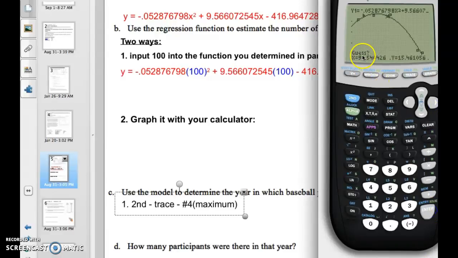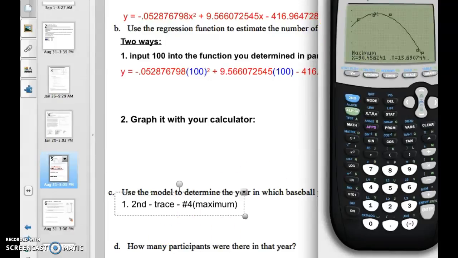And then it's going to say guess. So I just hit enter one more time. It's going to give me my maximum point. So it gives me the X value, so the year. In this case the year is 1990, 1991. So 1990.46 is my year, and then the maximum participants at that time was 15.7 million.